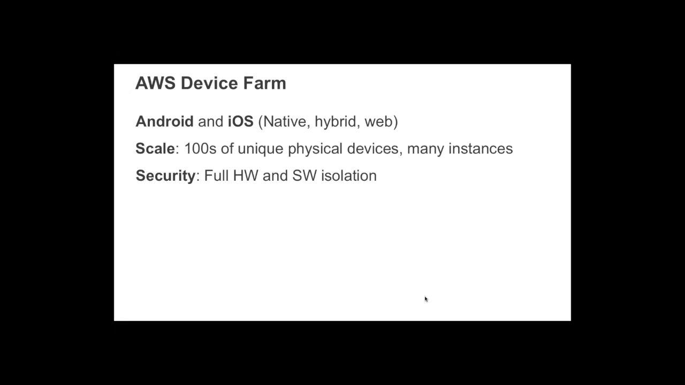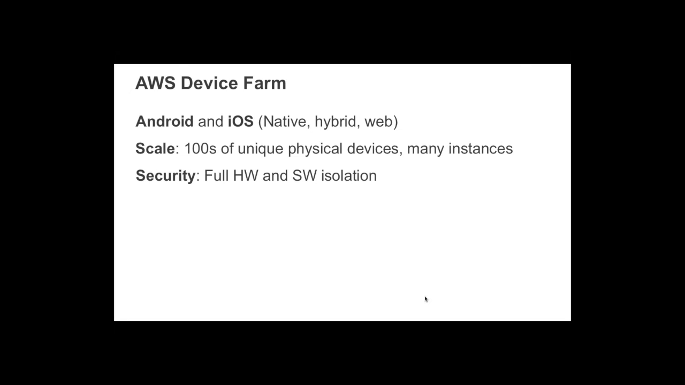So let's talk a little bit about security. On the security side, we offer full hardware and software isolation. On the hardware side, the devices themselves are shielded from one another, so they cannot actually see each other over a wireless connection. They also cannot take a picture or take a video of the devices around them. They're completely isolated on the hardware side.